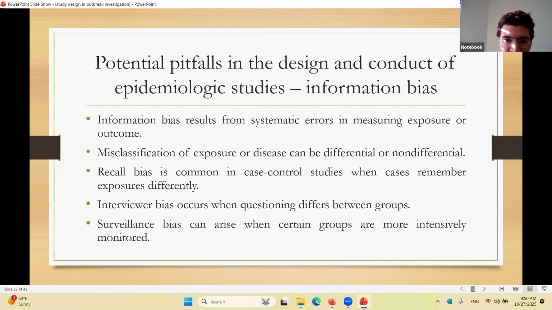Recall bias is common in case control studies when cases remember exposures differently. Interviewer bias occurs when questioning differs between groups. Surveillance bias can arise when certain groups are more intensively monitored. So we have many potential sources of information bias.